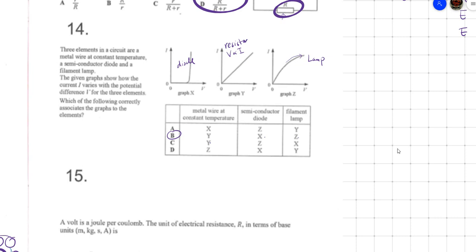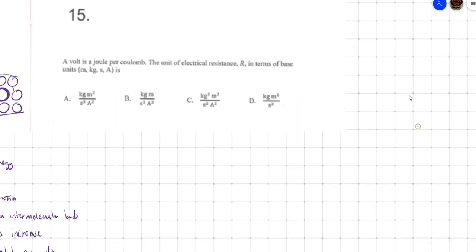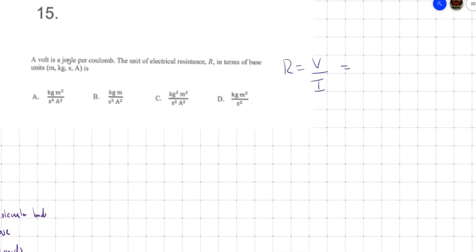Right, so where are we? So 15. Okay, resistance. Resistance is V over I. Now we know that voltage is joules per coulomb. Remember, energy is equal to charge times V, so energy over Q is voltage. So I'm going to put this in: energy over Q divided by current. So this is energy over charge times current in this particular case.